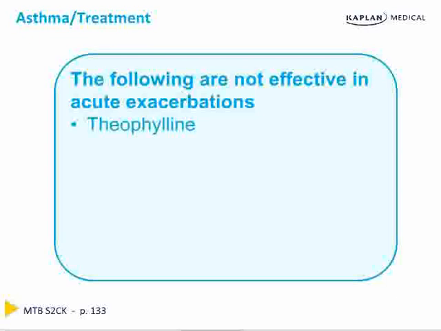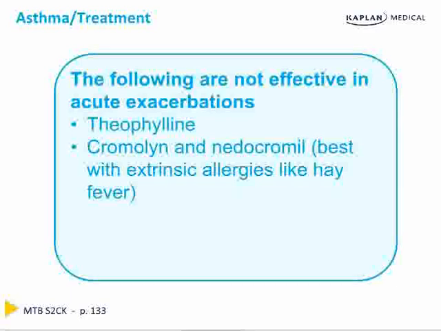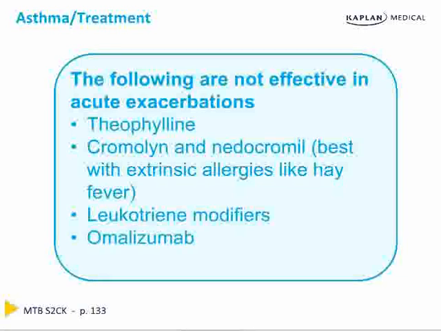Theophylline is good for chronic management. Cromolyn, also good for chronic management, in particular patients with extrinsic allergies or exercise-induced asthma. Leukotriene modifiers, again, are good for chronic patients and for preventing asthma flares, but not necessarily in the setting of an acute exacerbation. Omalizumab is a monoclonal antibody, which is sometimes used in the chronic management of asthma, but again, not helpful in an acute flare. Lastly, salmeterol, which we already mentioned, is a long-acting beta agonist. This is used as a controller medication to prevent asthma exacerbations. It is not helpful to administer in the setting of an acute flare.